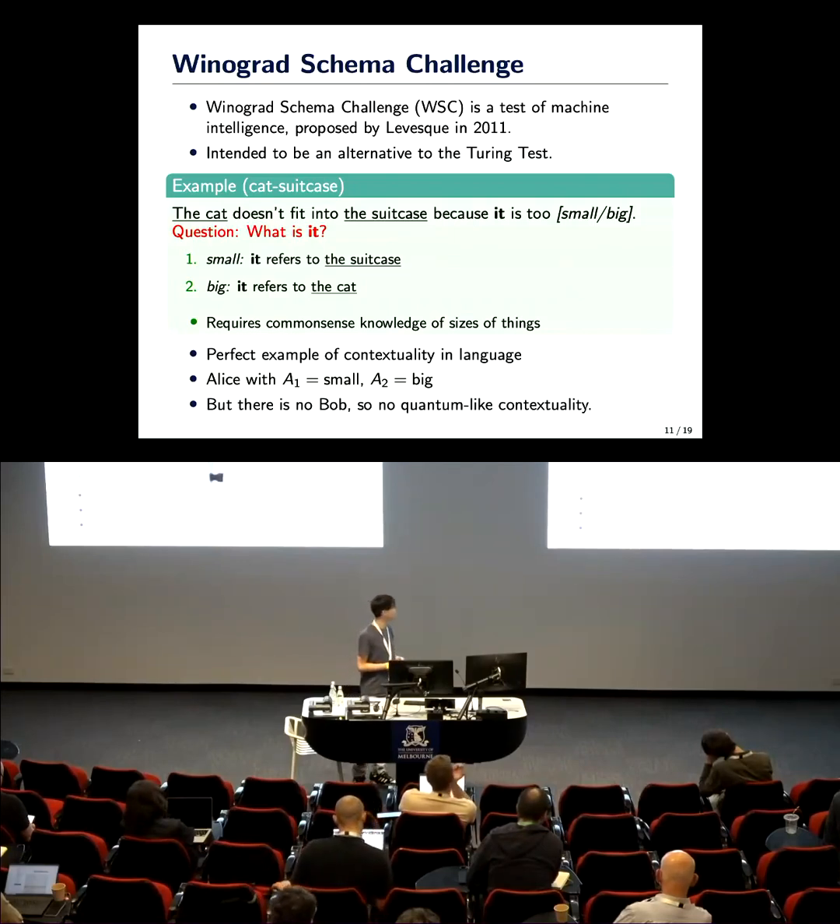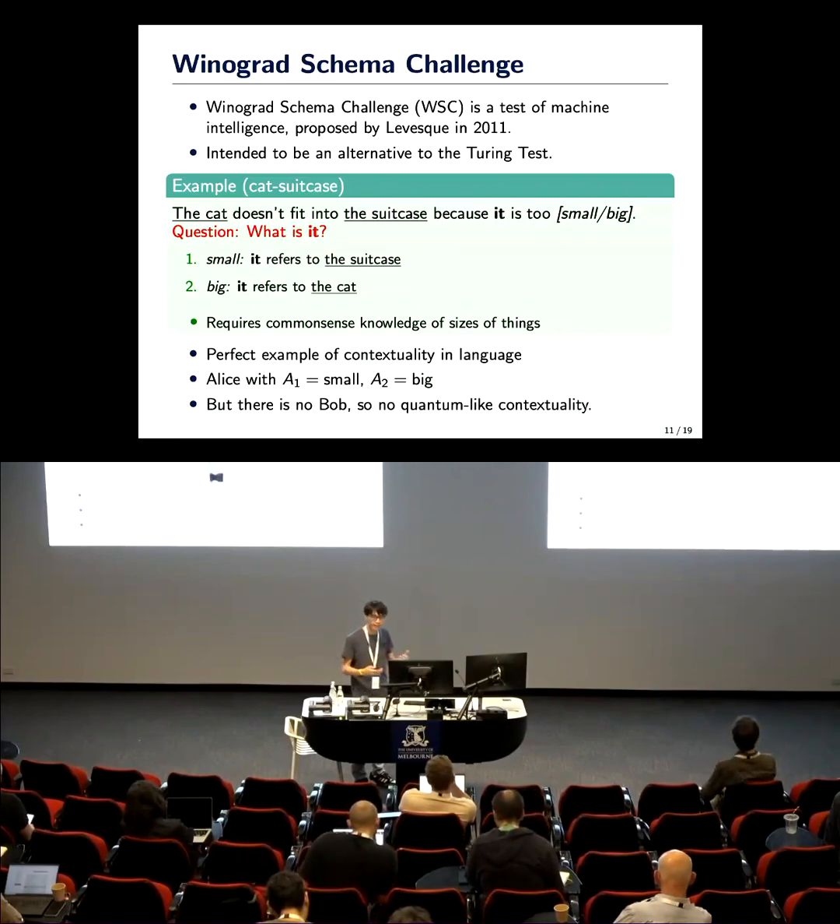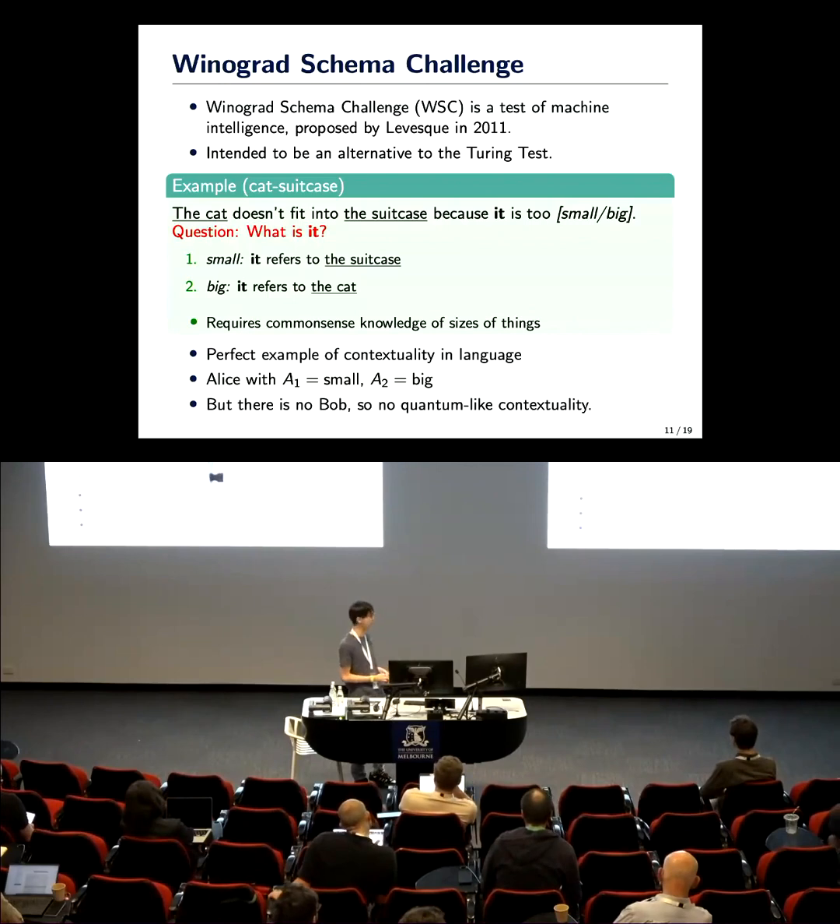A natural question to ask is, is the Winograd schema challenge contextual in the quantum sense? And the answer is no. You can think of the special word as Alice, and it has a choice between two observables, but that's nothing more. There's no Bob, so therefore no quantum-like contextuality.